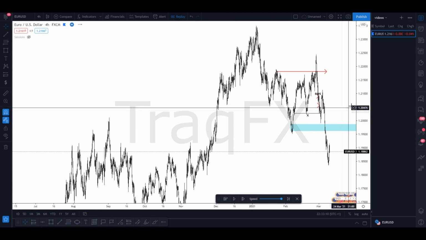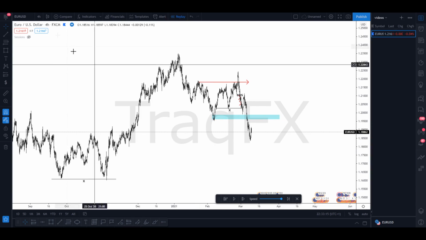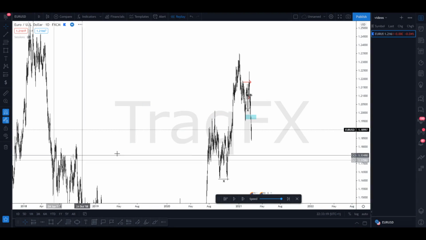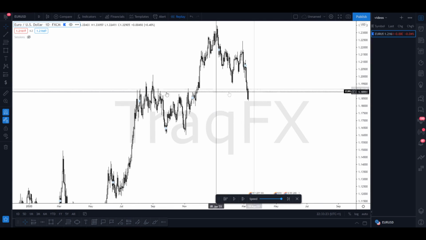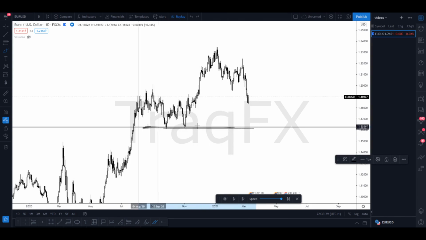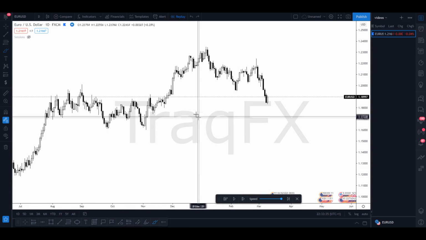So let's look at structure now. We did end up breaking this previous higher low. What does this tell you? Well, this tells you that price is still overall bullish, because look at the higher time frame. In order for us to be considered bearish, price has to break this low over here. That's what we're going to have to do for price to become bearish.